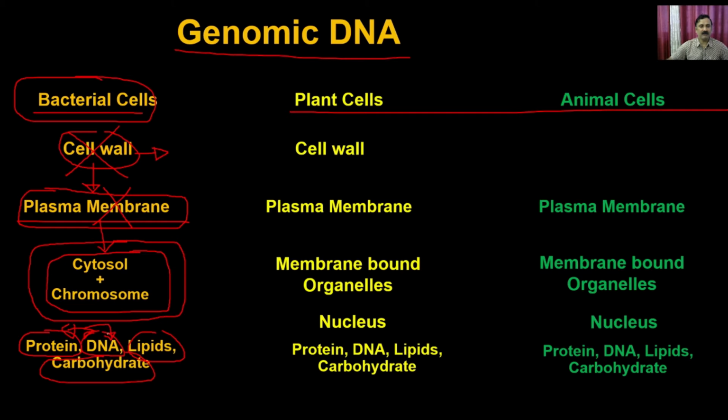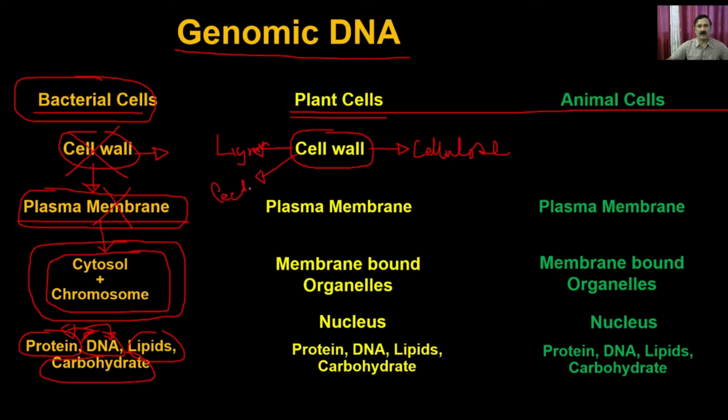And if you remember, the DNA in the prokaryotic cell is also present in complex with protein. Compared to that, the plant cell is also going to have a cell wall, but here the cell wall could be of three different types. Either it could be made up of cellulose, or it could have lignin, or it could have pectin. So you can have lignin, you can have pectin.